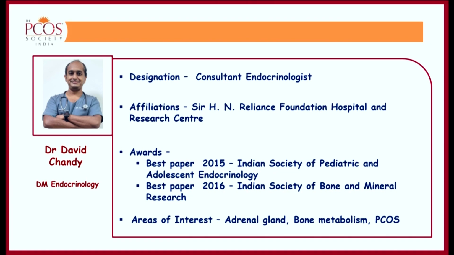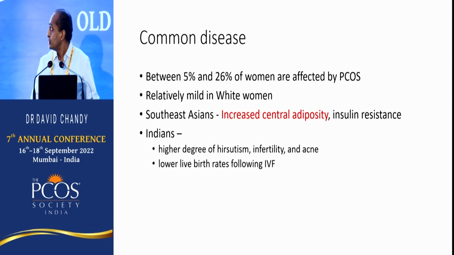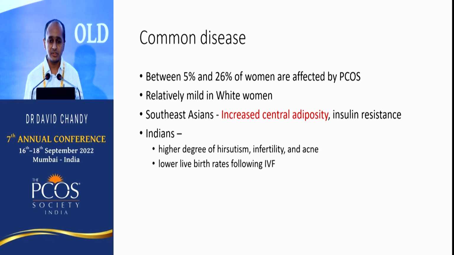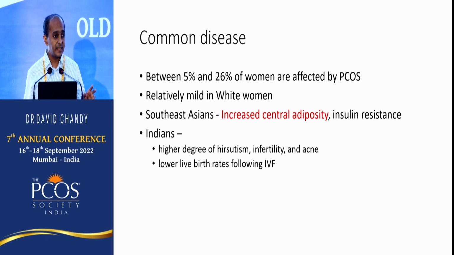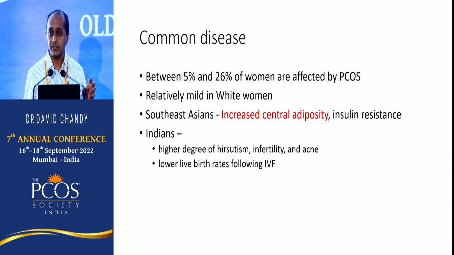So now we move on to the adolescent stage. How do we prevent PCOS in an obese prepubertal girl? All of us know that PCOS is an extremely common condition seen across all countries. Compared to the Western phenotype, which is much milder, in Southeast Asians we have more increased central obesity. So we call this the thin fat phenotype.